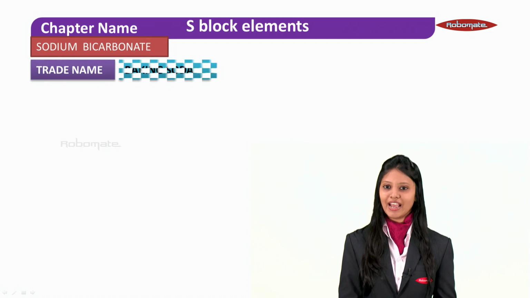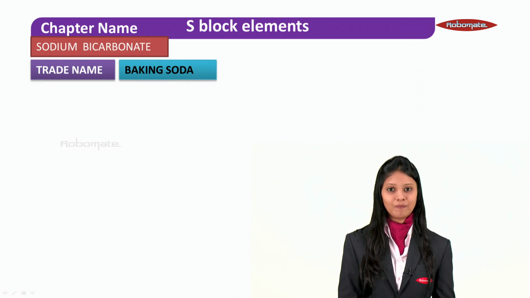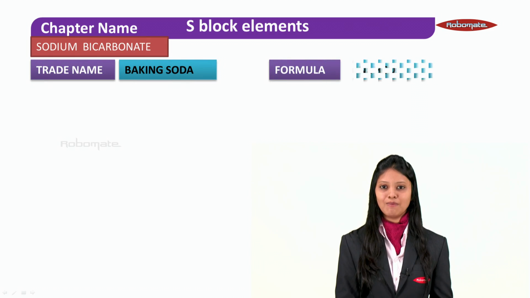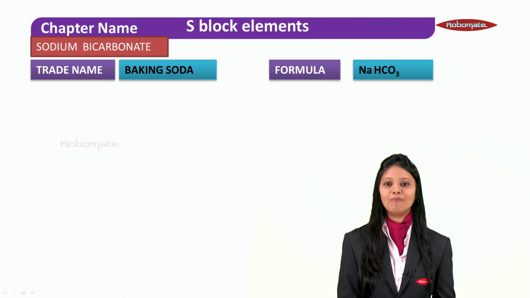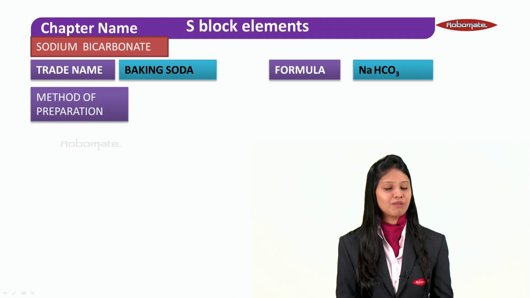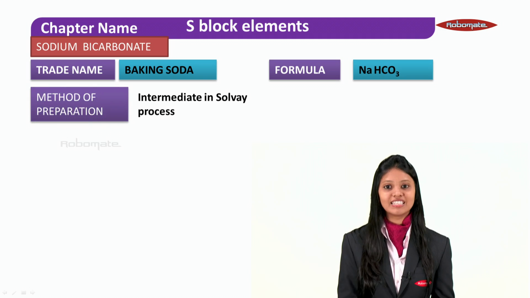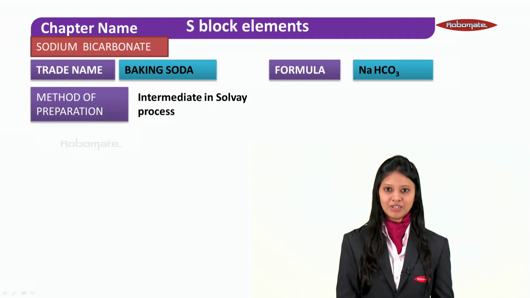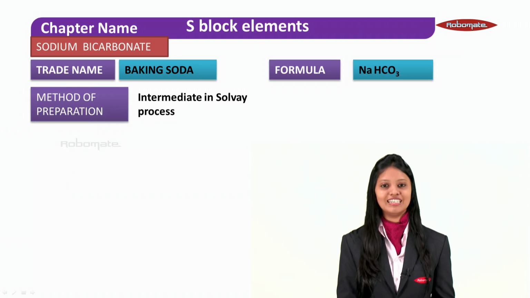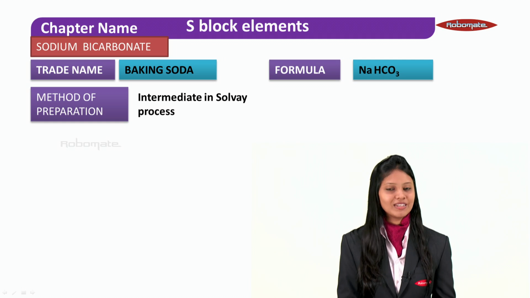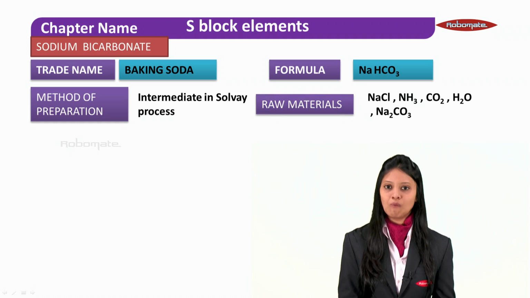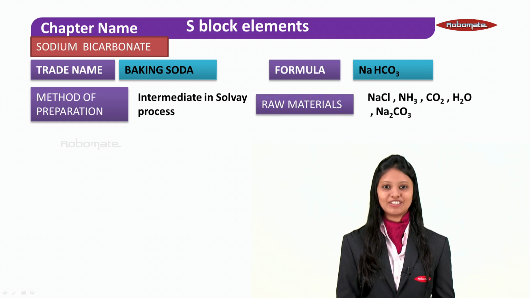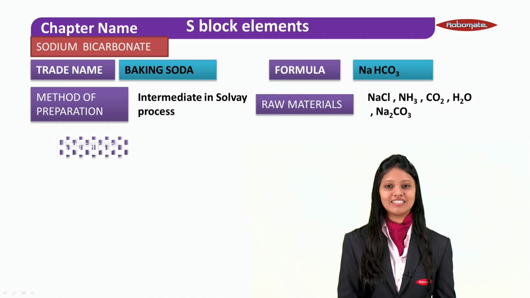Trade name for sodium bicarbonate is baking soda. Formula of sodium bicarbonate is NaHCO3. Let's see now method of preparation. Method of preparation of sodium bicarbonate is intermediate in Solvay process we just saw previously in sodium carbonate. Raw material used in these preparations are NaCl, ammonia, water, carbon dioxide and sodium carbonate. Let's see the synthesis now.